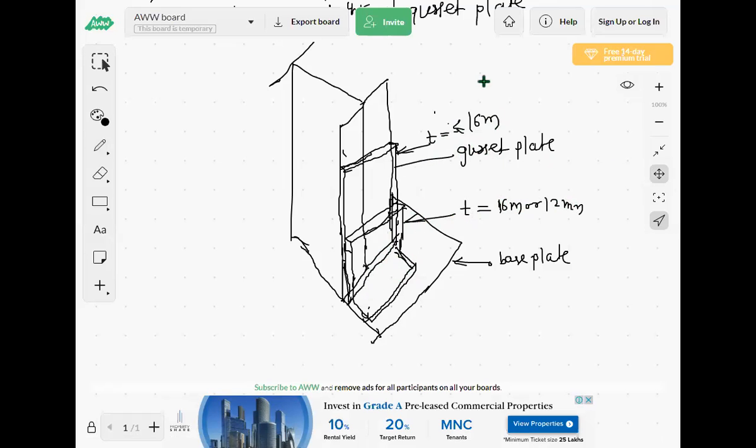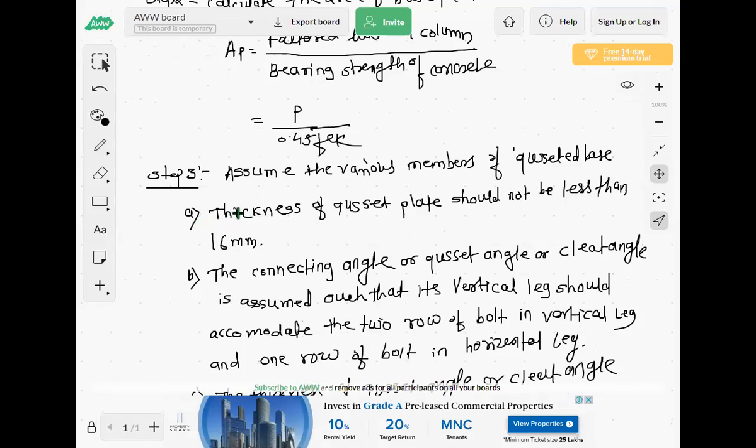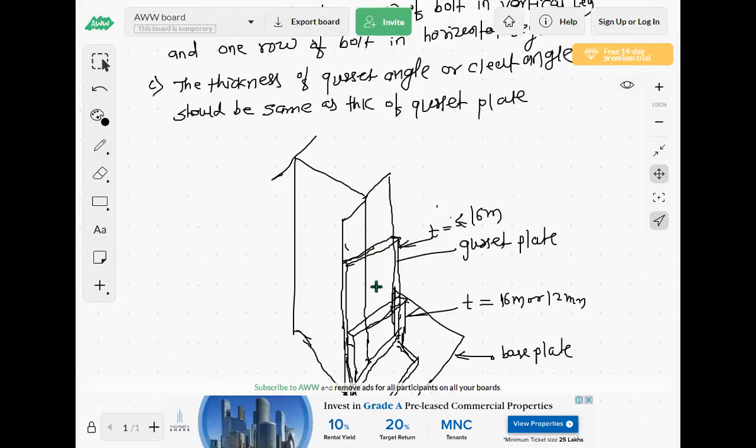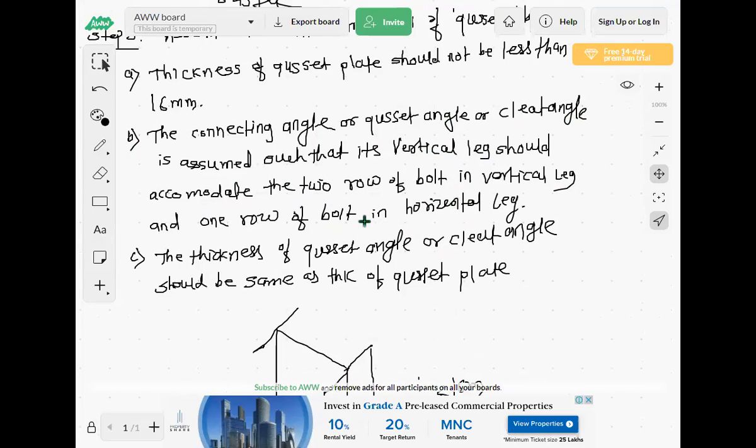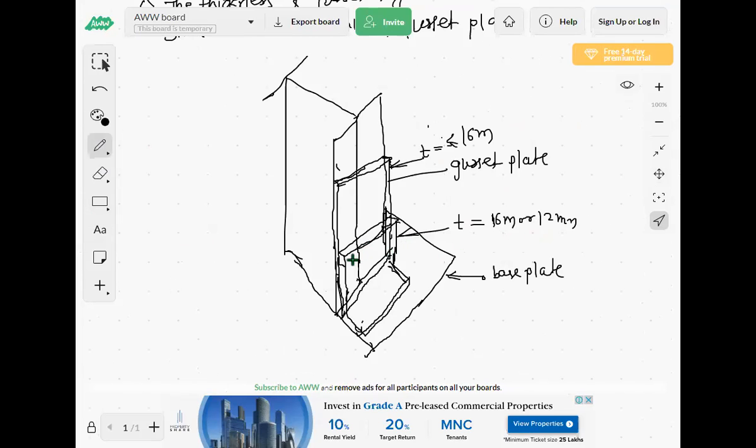Now small a indicates the thickness of gusset plate, which should not be less than 16 mm. Are you getting the first point? Then the second point, small b: the connecting angle or gusset angle or cleat angle is assumed such that its vertical leg should accommodate two rows of bolt in the vertical leg and one row of bolt in the horizontal leg. It means the vertical leg accommodates a minimum of two rows of bolt and the horizontal leg a minimum of one row of bolt.